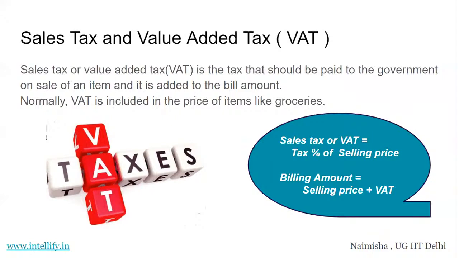Now let's discuss sales tax and value added tax, also known as VAT. Sales tax or value added tax is the tax that should be paid to the government on sale of an item and it is added to the bill amount. Normally, VAT is included in the price of items like groceries. Sales tax or VAT is a tax percentage of the selling price. Billing amount is equal to selling price plus VAT or sales tax.